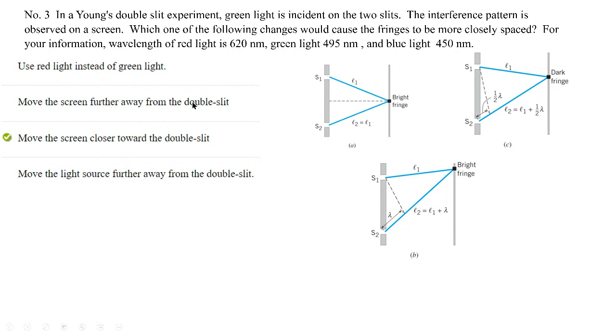Or move the screen further away from the double slit. Well, if you move the screen further away from the double slit, are they going to be closer together?